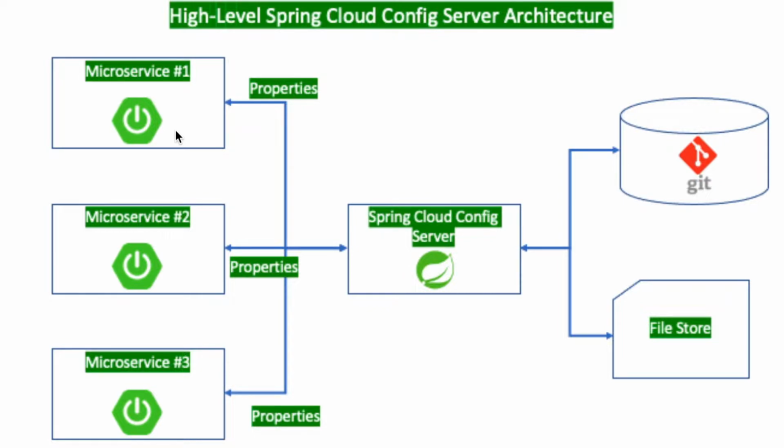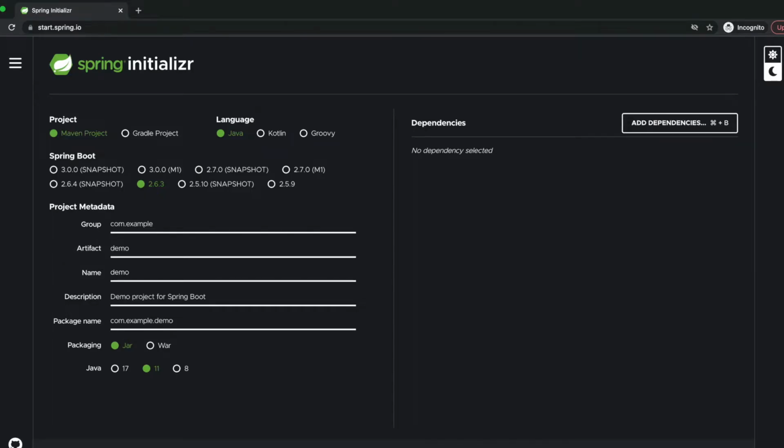So let's get started. Our first step is to create a simple microservice. In this microservice, we are going to create one controller which will return authentication URLs for applications such as Slack, Zoom, Facebook. So these three applications we are going to consider.